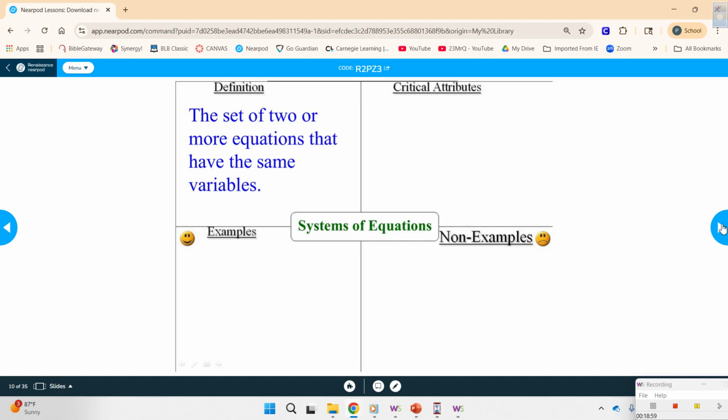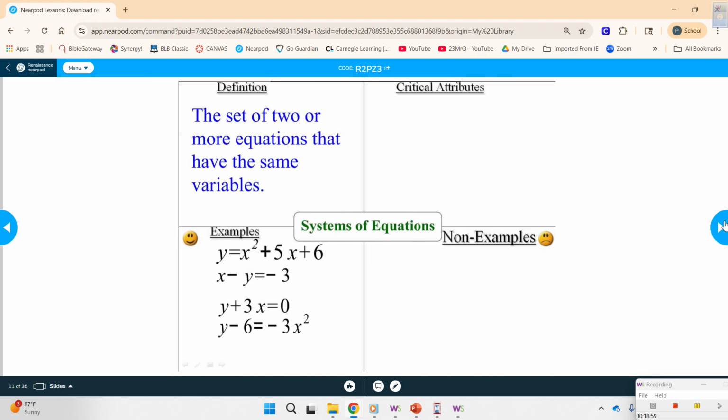Take over the definition for systems of equations. Some of you are like, I don't know, really? Wow, I repeated it 1,000 times.